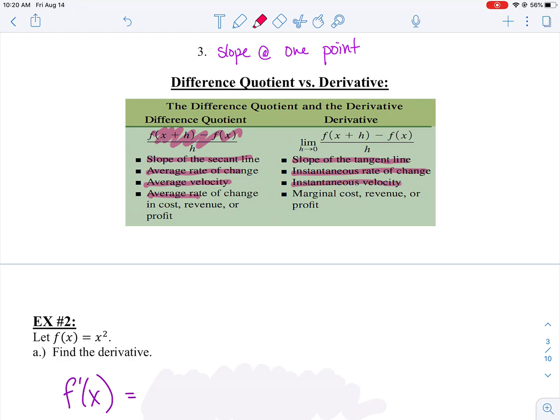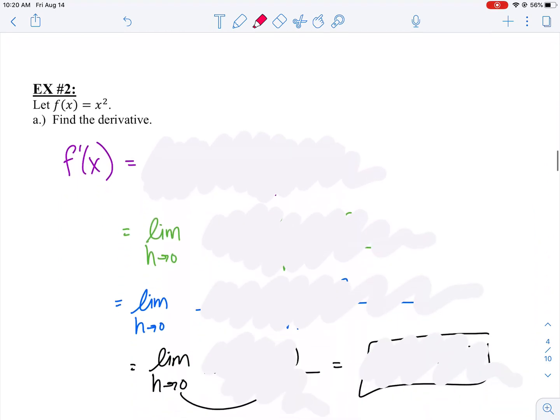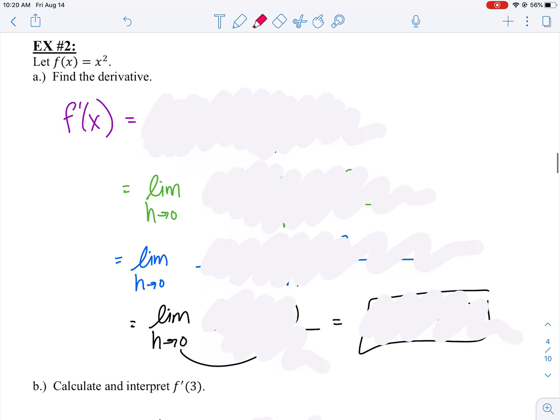Or when we start to talk about some business examples, economic examples, we might hear the words marginal cost. That's the rate at which the cost is changing at a certain point. Or the marginal revenue. How is your revenue changing at a certain point? Or maybe even marginal profit. How is your profit changing at that moment? So we're going to do a few examples of that in a little bit. All right, let's go ahead and for right now, find the derivative.